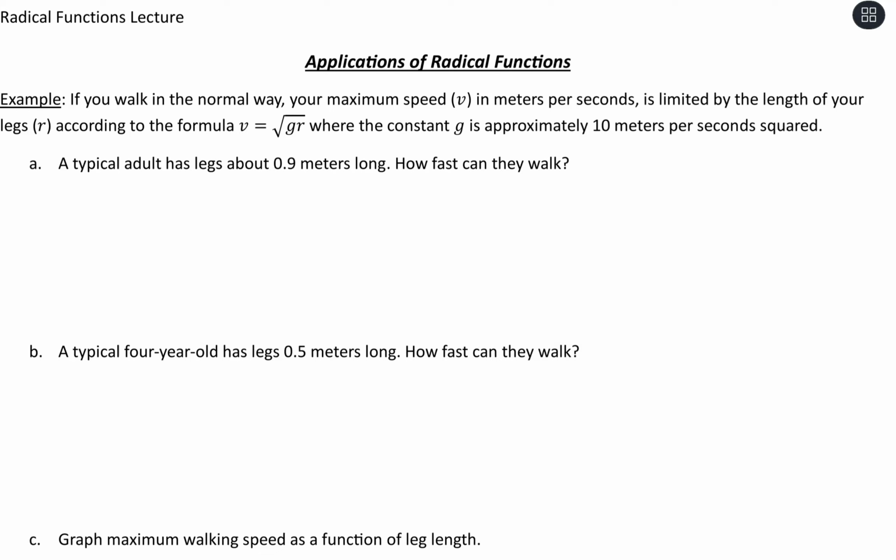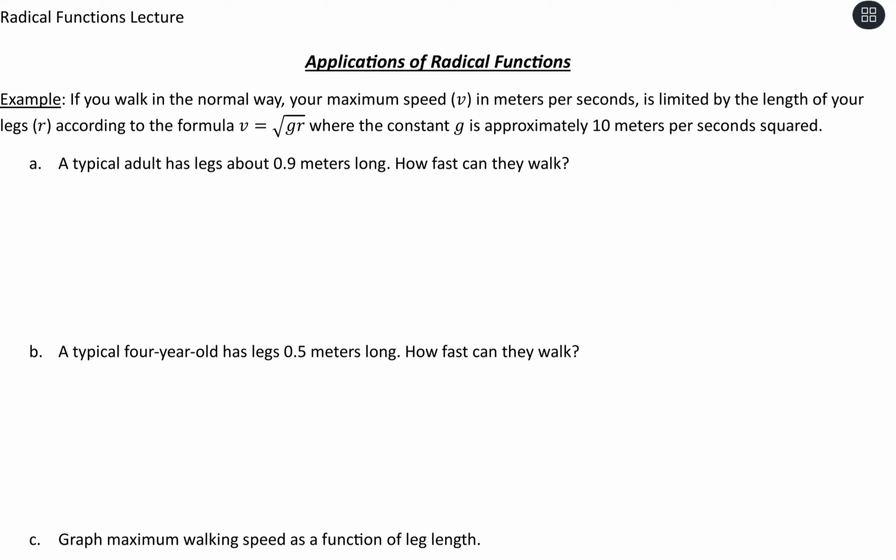Now that we have all these properties, let's go ahead and put this into context with a word problem. So, if you walk in a normal way, your maximum speed, v, in meters per second, is limited by the length of your legs, r. Now, according to the formula, v equals the square root of g times r, where the constant g is approximately 10 meters per second squared.